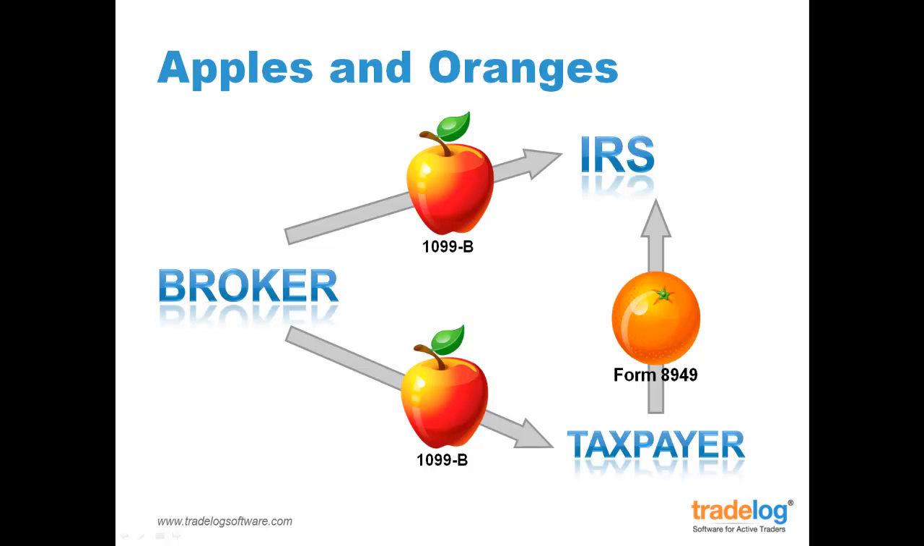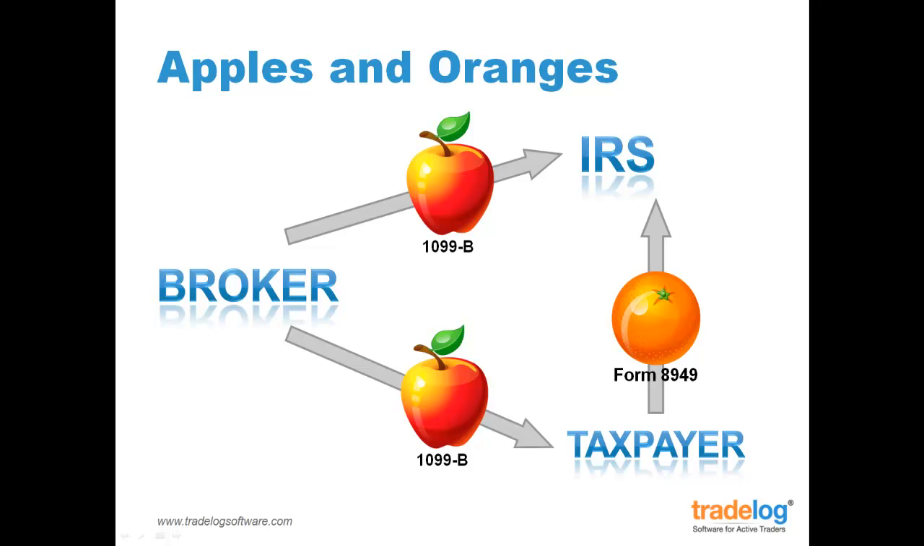Yeah, so I have to ask, if the IRS gets an apple from the broker, wouldn't it be easier for the taxpayer to send an apple to the IRS so that it matches? Well, that's a problem that we're seeing. Many traders and investors feel like they should just use the 1099-B as it is and send that information to the IRS. But it may not be accurate. Many are not aware that there are different rules that apply to 1099-B and Form 8949. They haven't been educated about that.